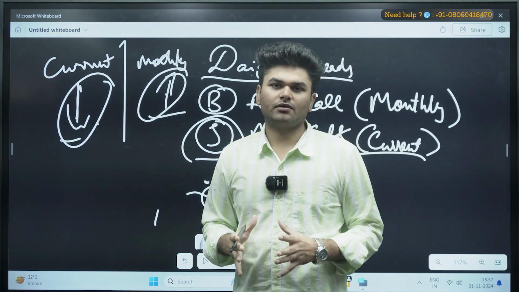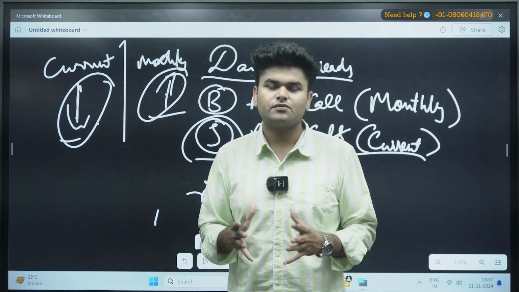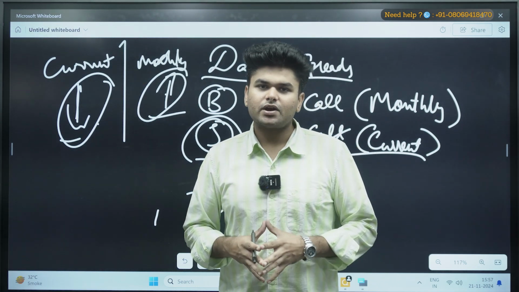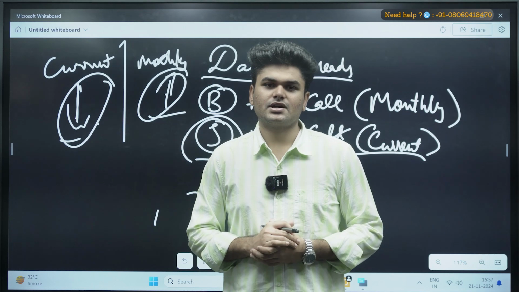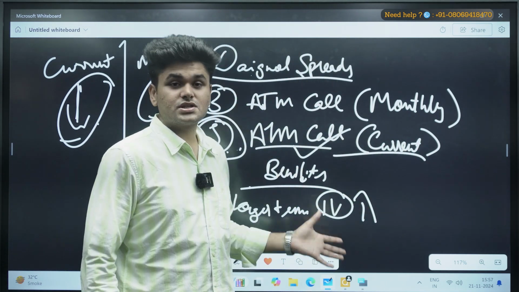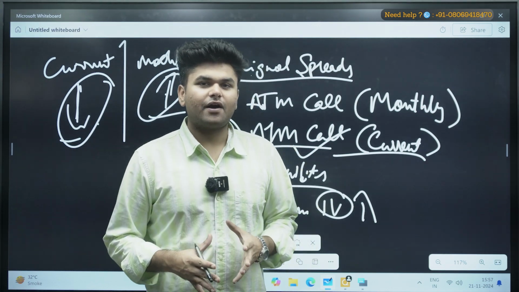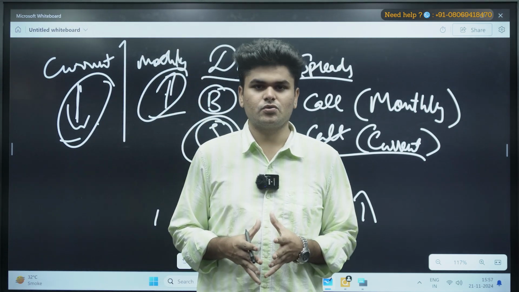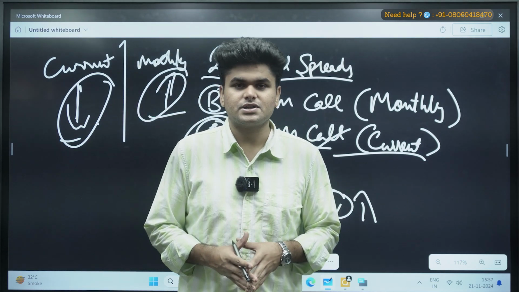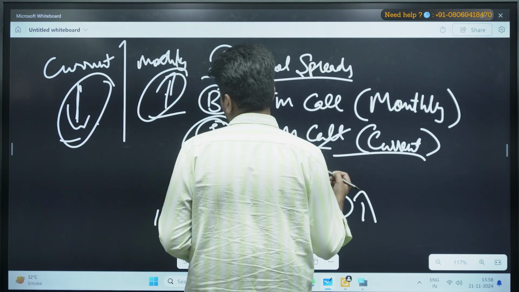Generally before the new rules we had a difference in the margins also, but I believe now the margins are similar to the normal ones. So now you can use this kind of strategy when you have a slight view. Let's just suppose there are two types of diagonal spreads. One will be bullish.